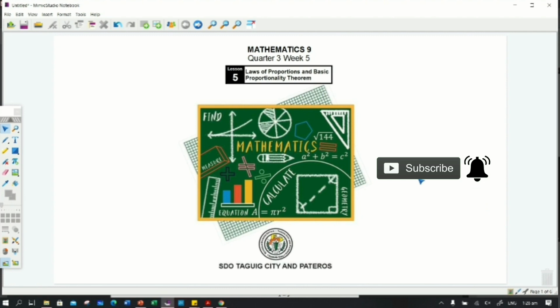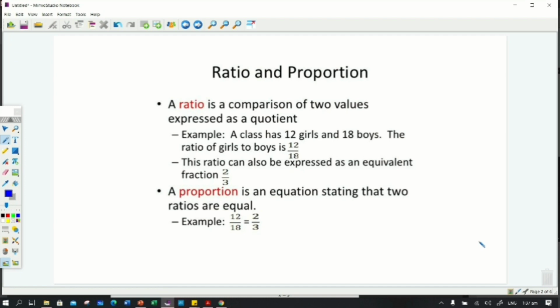In my previous video, we already discussed ratio and proportion. Remember that a ratio is a comparison of two values expressed as a quotient. In short, when we talk of ratio, this is merely fractions. For example, we have a class of 12 girls and 18 boys. The ratio of girls to boys is 12 all over 18. This ratio can also be expressed as an equivalent fraction. The equivalent fraction of 12 all over 18 is 2 all over 3.